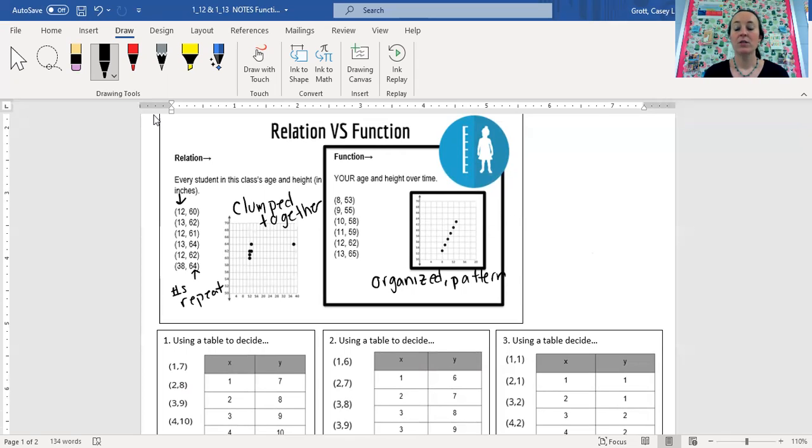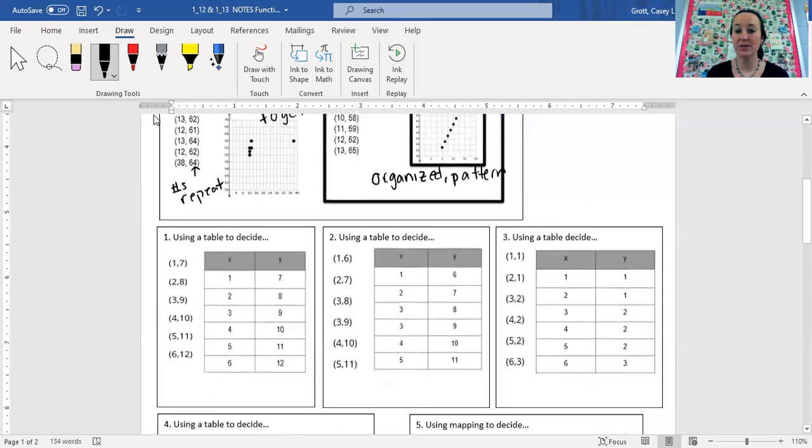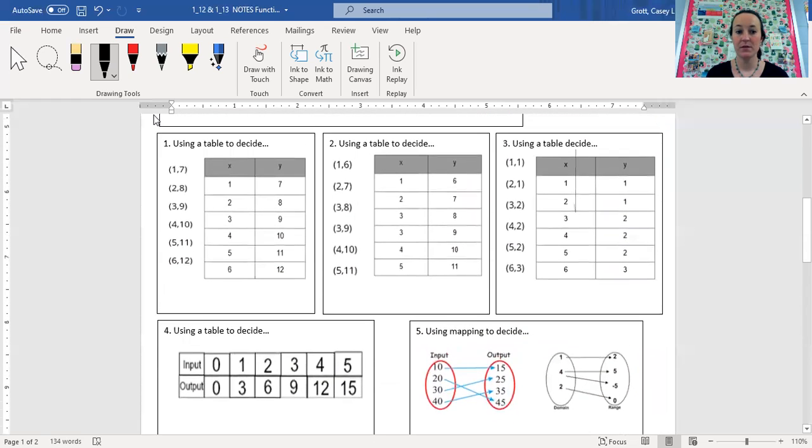Let's get into some examples today. So we're going to look at 3 different types. We're going to look at tables, we're going to look at something called mapping, and we're going to look at graphs. And our whole goal today is to figure out whether it is a function or if it's not a function, if it's just a relation. We're going to start with some tables. Looking at the table, we are given ordered pairs, and we're trying to decide whether it is a function or not.